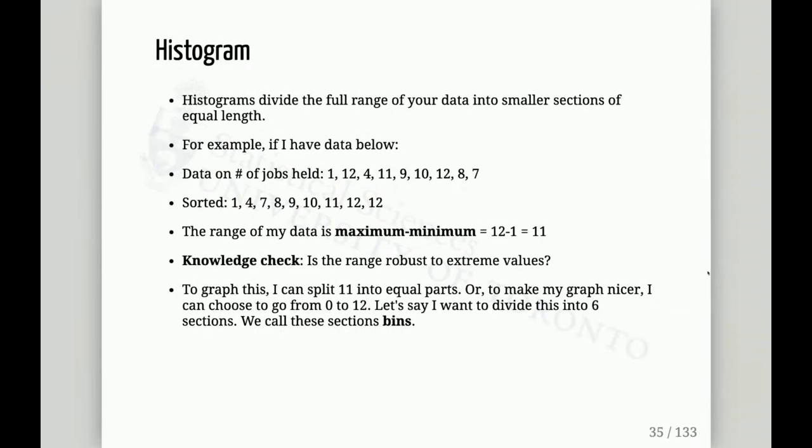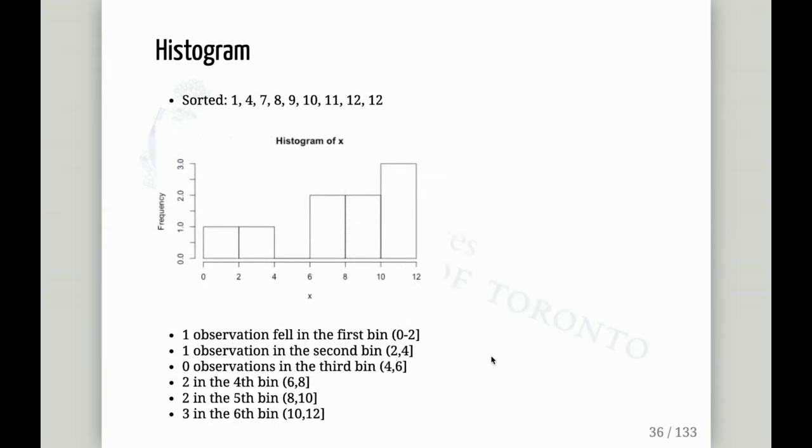To graph this, basically I can split my data, like split the range 11 into equal parts. Or because 11 is not a really pretty number, I can just go from 0 to 12 or 0 to 15, whatever I like. So let's say I want to divide this into 6 sections. We call these sections bins in a histogram. All right, so this is the histogram. Between 0 and 2, we have 1 bar that goes up to 1, and that's because one observation fell in the first bin.